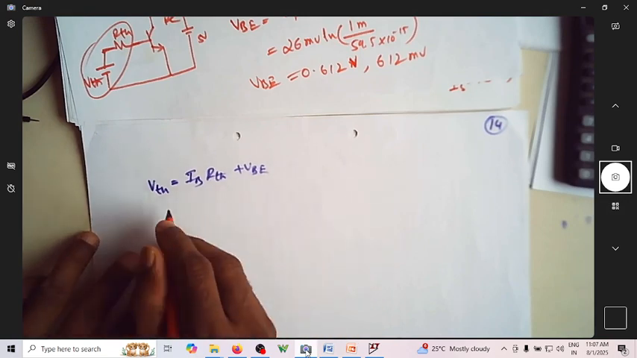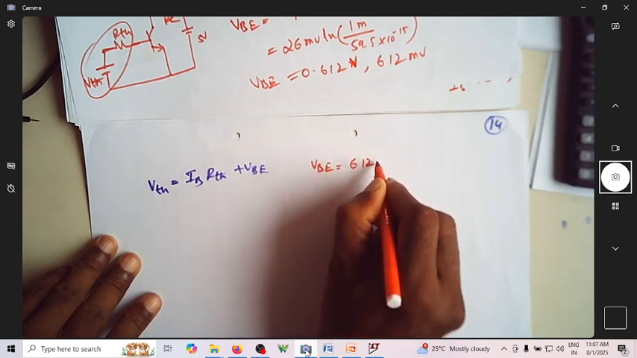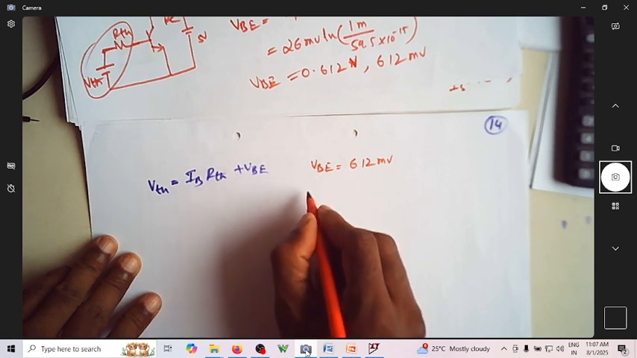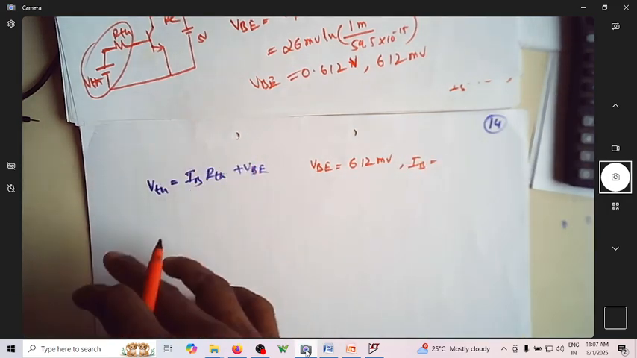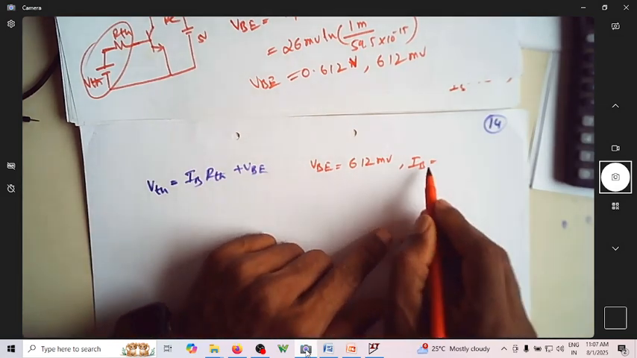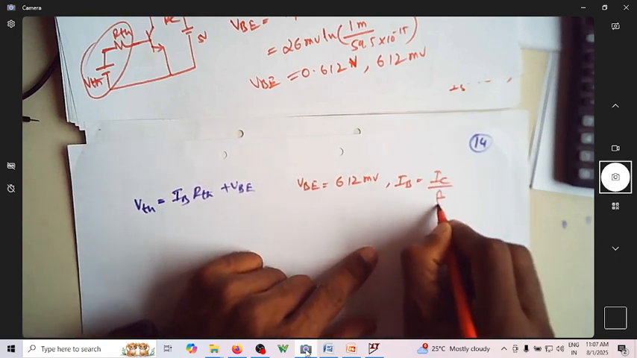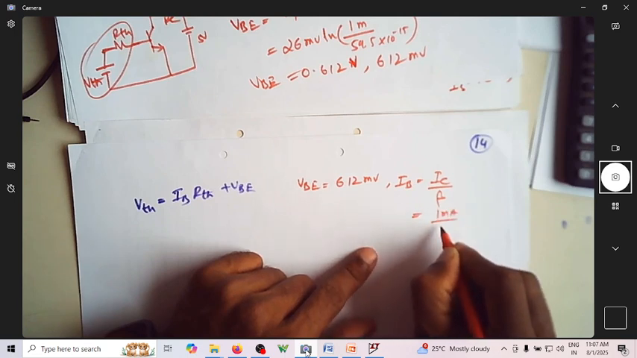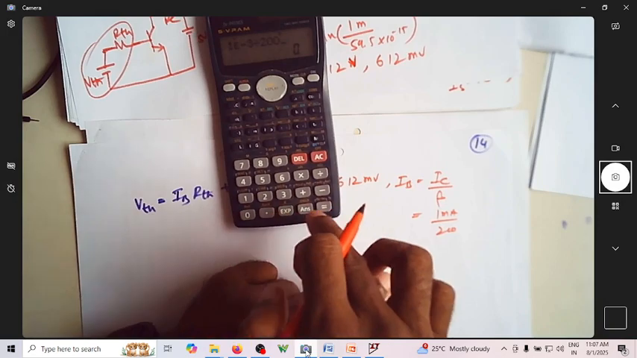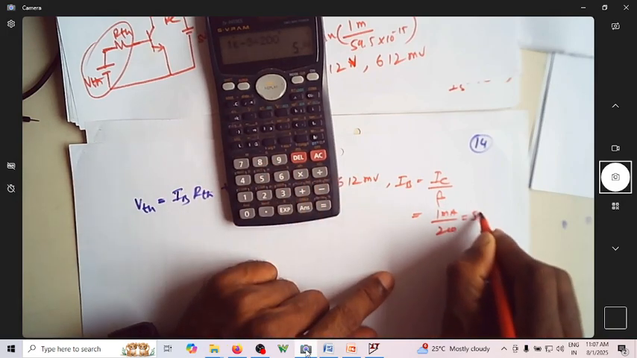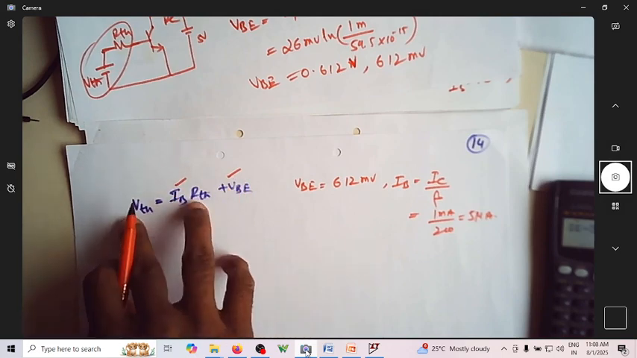Now, what is VB? We know the value of VB as 612 millivolt. How about the IB value? Do I know the value of IB? Because I have this equation, I need to solve for VTH and RTH. So this is IB. IB is given by IC by beta. So it is 1 milliampere divided by 200, so it is 1 exponential of minus 3 divided by 200. It happens to be 5 microampere. So I know this, but I don't know two parameters.